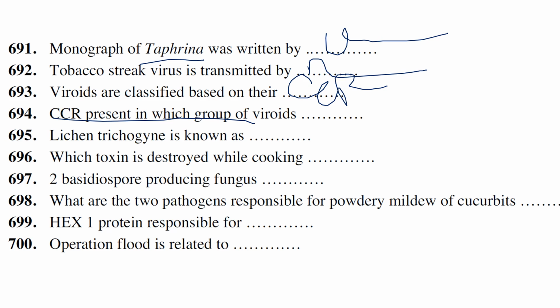Viruses are classified based on CCR, which means Central Conserved Region. The next one: the CCR is present in which group of viruses? CCR is generally present in Pospiviroidae and absent in Avsunviroidae. There are two groups of viroids, Pospiviroidae and Avsunviroidae.